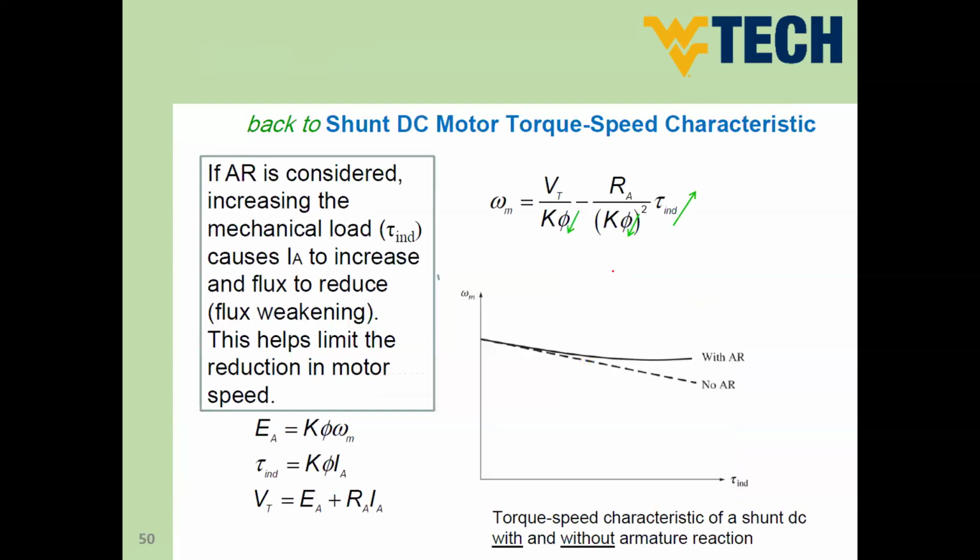Now, let's go back again to our characteristics. We are going to consider the discussion of the characteristic with no armature reaction. So this is going to be our linear relation for our DC motor, and this is what we're going to consider in our problems.